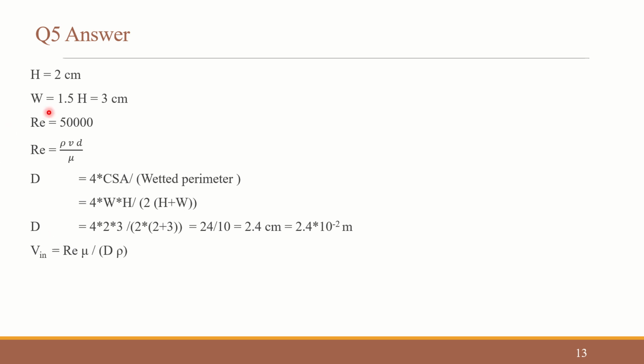Now we are substituting back in this. V in is equal to Re into mu divided by rho into d. Alright, we are just reframing this formula, and we are getting the velocity inlet as Re into mu divided by d into rho. So the Reynolds number, we know it as 50,000. Mu is 0.001 divided by 2.4 into 10 power minus 2 into 1000.